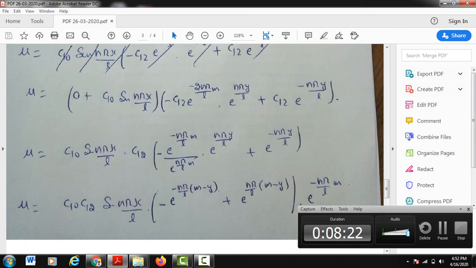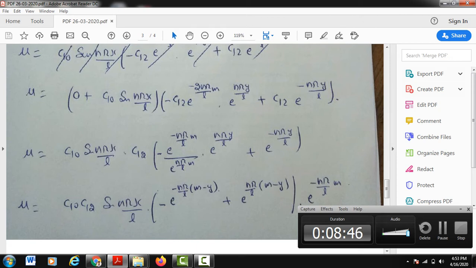C9 is 0, so u is equal to 0 plus C10 sin n pi x over L times minus C12 e to the power minus 2 n pi m over L e to the power n pi y over L plus C12 e to the power minus n pi y over L. I'll take C12 common from this factor. So what will I get? C10 sin n pi x over L, C12 times minus e to the power minus n pi m over L e to the power n pi y over L.